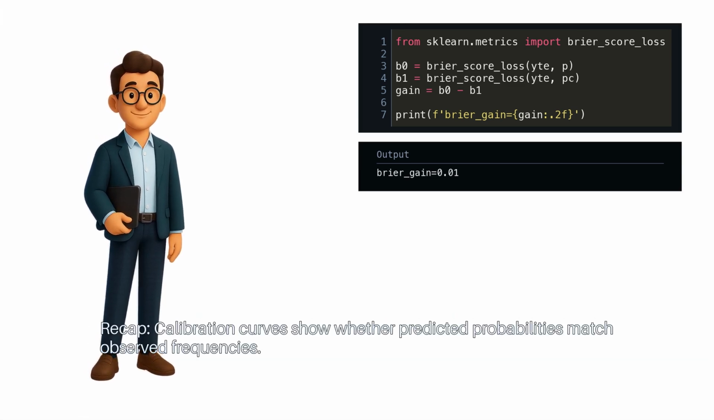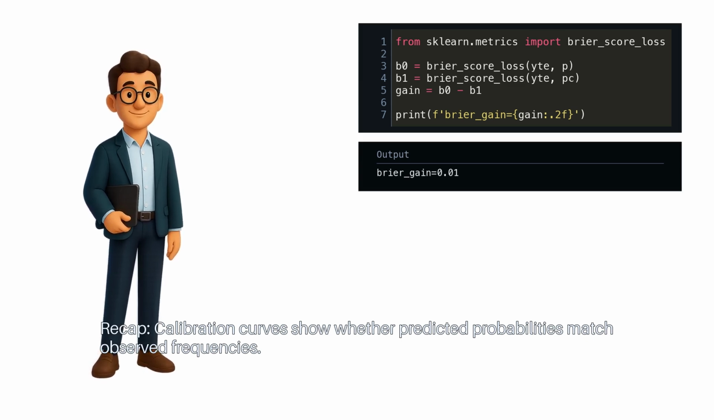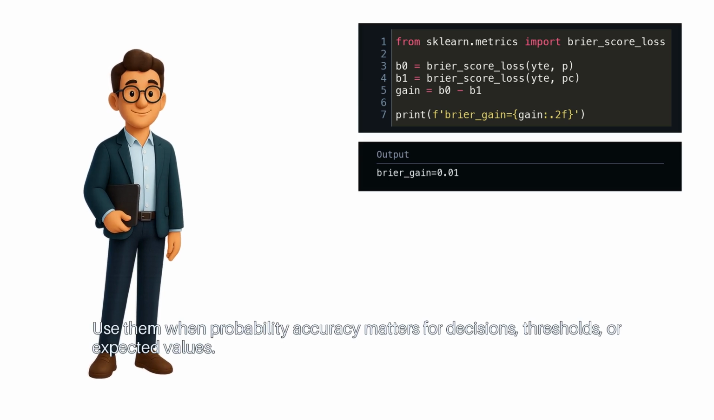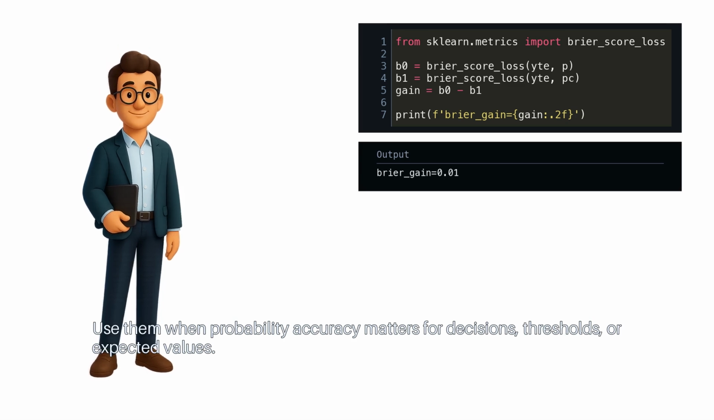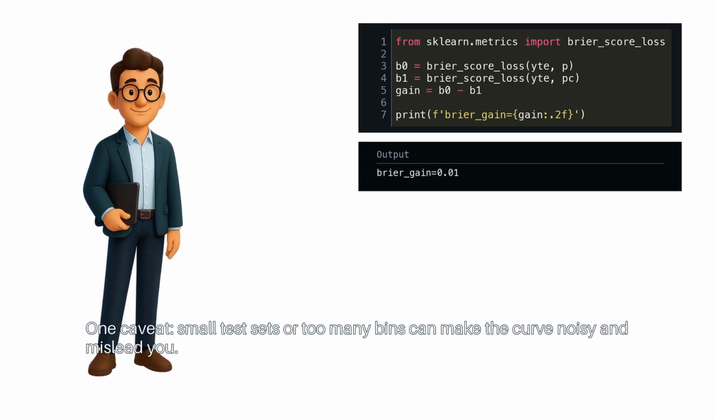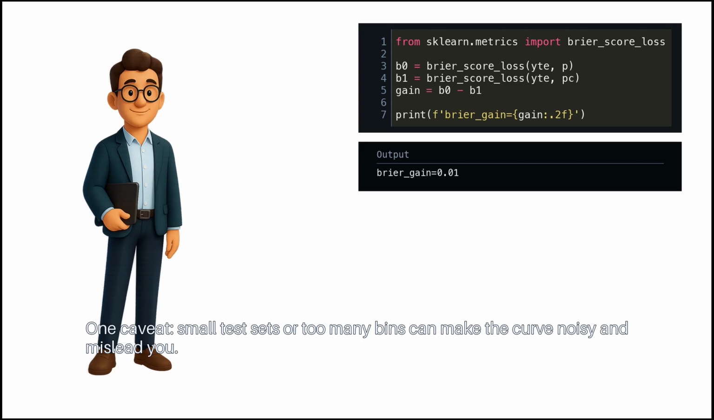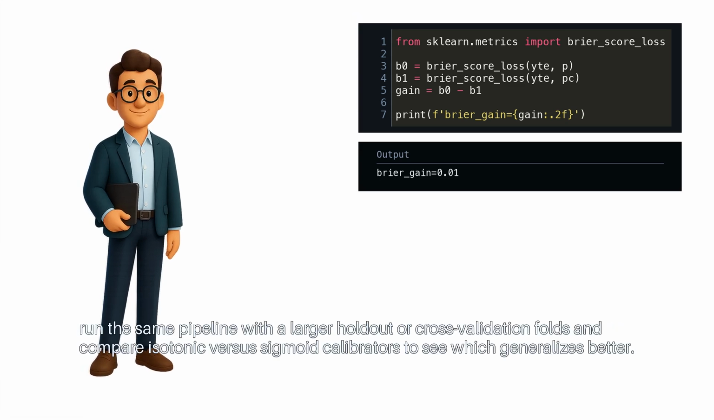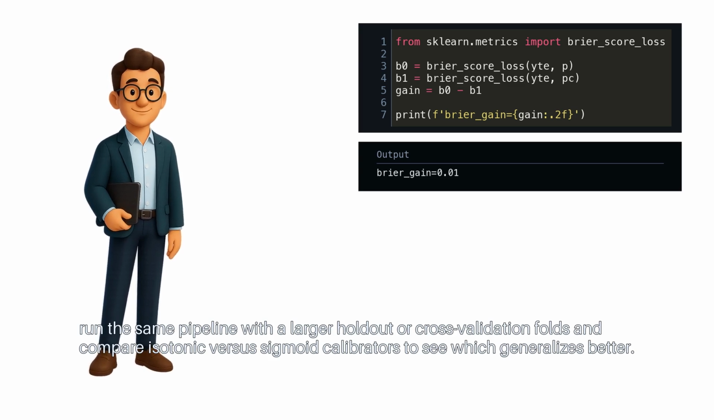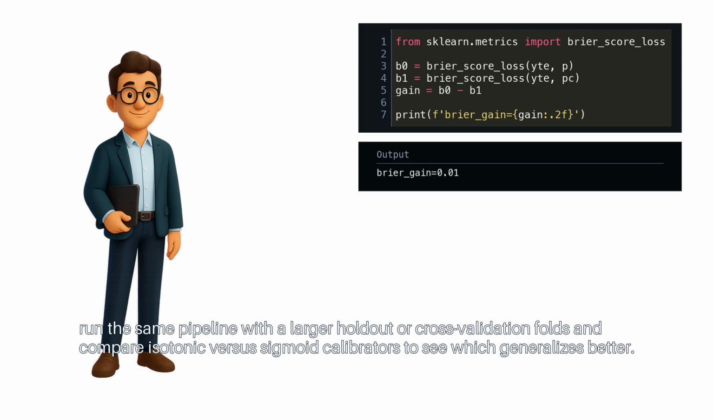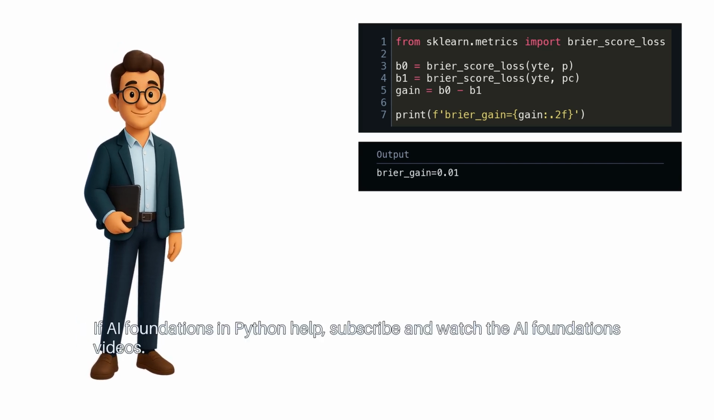Recap. Calibration curves show whether predicted probabilities match observed frequencies. Use them when probability accuracy matters for decisions, thresholds, or expected values. One caveat: small test sets or too many bins can make the curve noisy and mislead you. Next step, run the same pipeline with a larger holdout or cross-validation folds, and compare isotonic versus sigmoid calibrators to see which generalizes better.